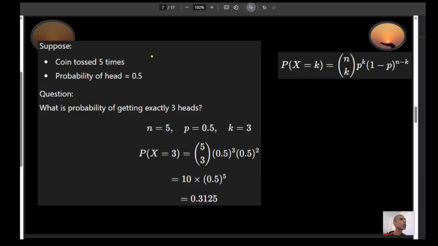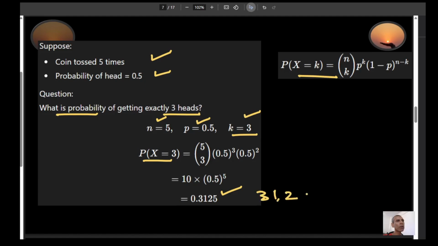Now suppose you toss a coin 5 times and the probability of getting a head is, let's say, 50%, which is 0.5. Question: what is the probability of getting exactly 3 heads? Well, in this case, my n equals 5, my probability p equals 0.5, and my k, which defines your number of successes, is 3. So substituting this in your formula, that would be this right here. The answer will come out to be 0.3125. So there's a 31.25% chance that you are going to get exactly 3 heads if you toss this coin 5 times. 1, 2, 3, 4, 5 times.